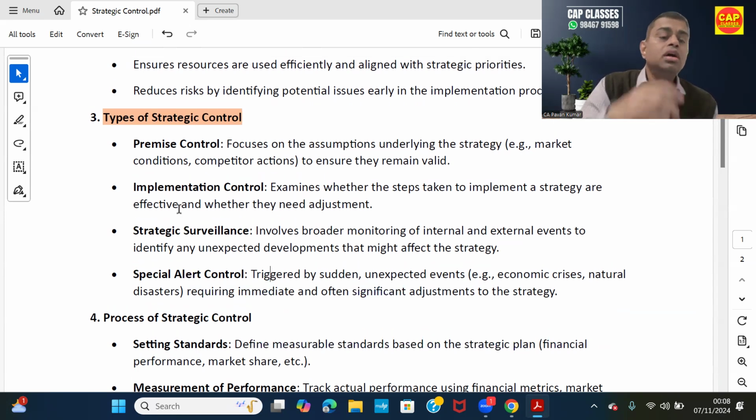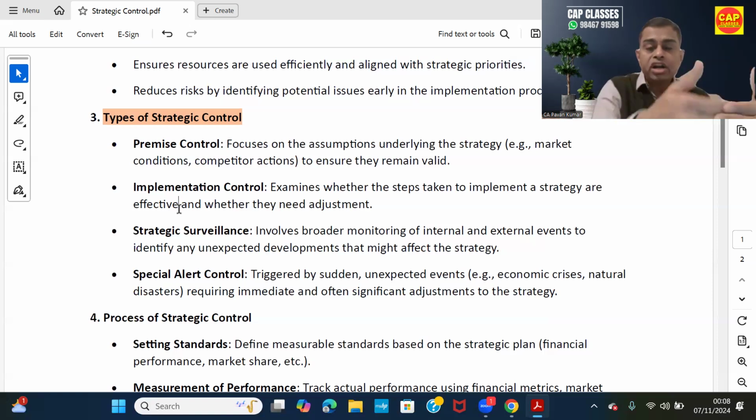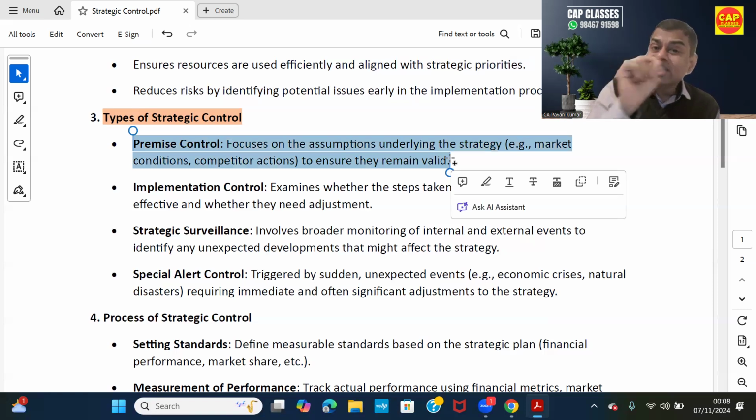As I always tell you, ICAI can ask you a wholesale question or a retail question. What is a wholesale question? What are the various types of strategic control? Then you need to write all the four. That is a wholesale question. Or they might ask you for 5 marks: what do you mean by premise control? Then you need to write 5 marks on this particular thing.